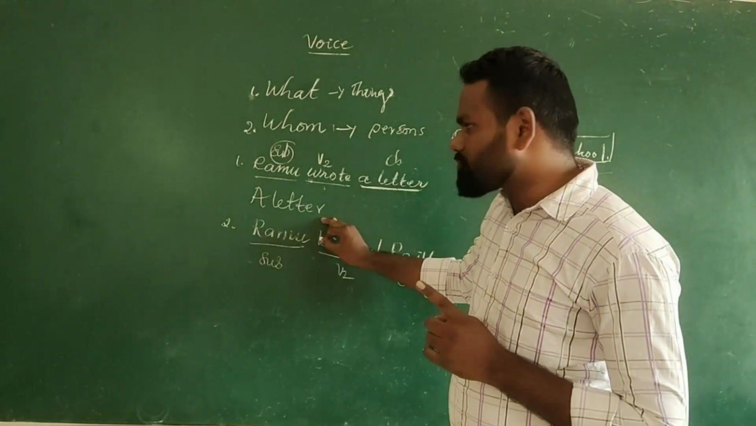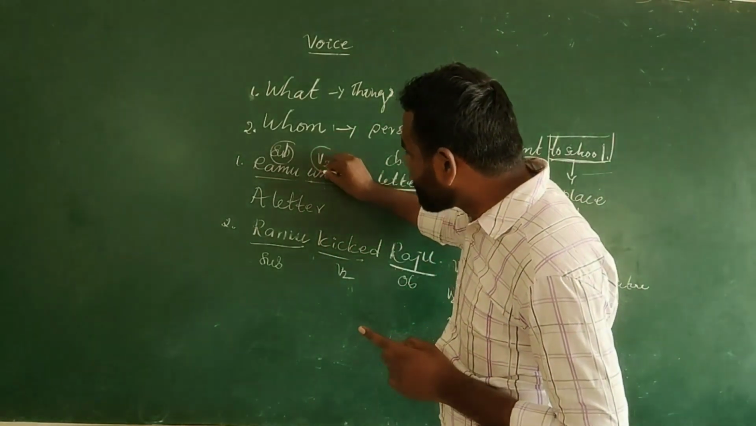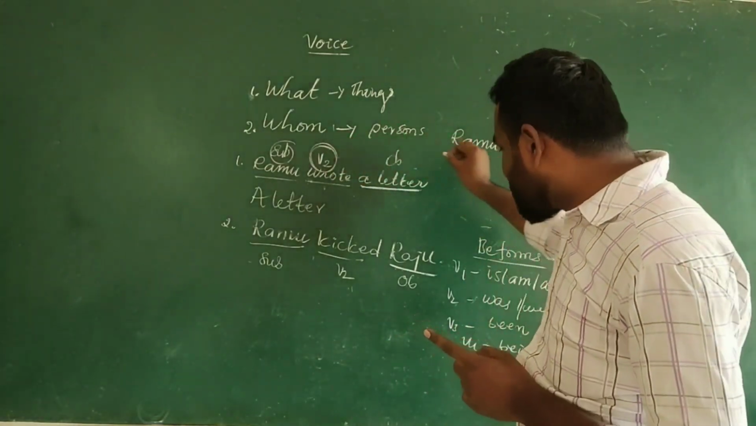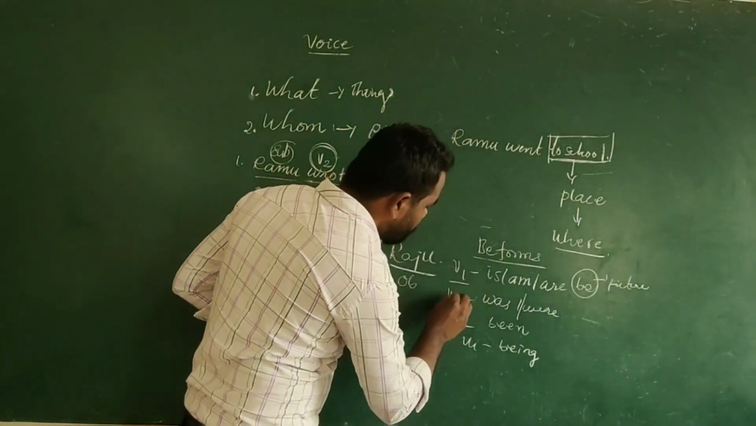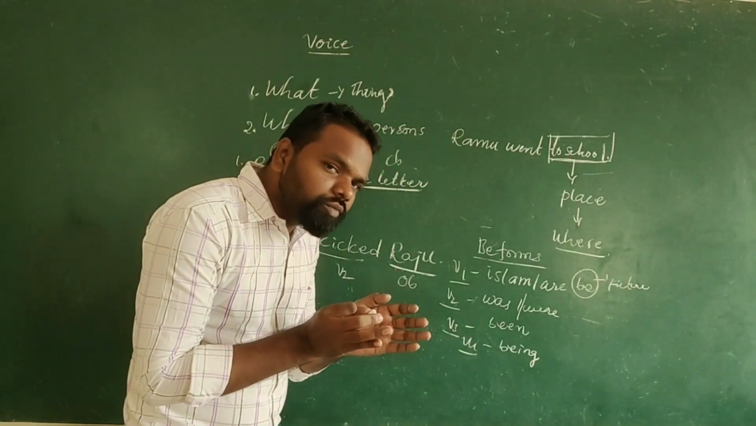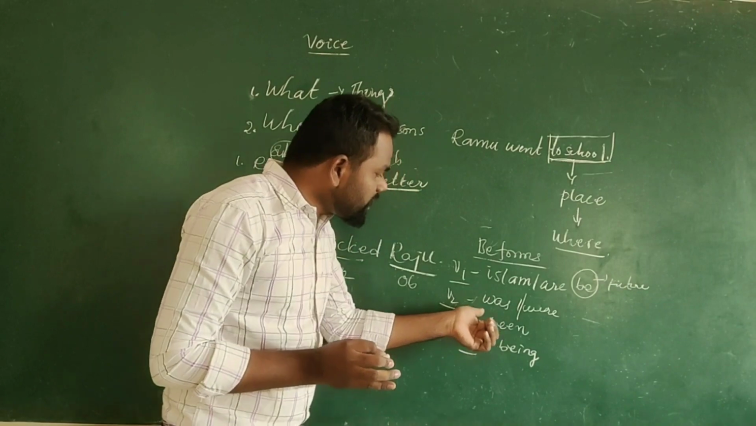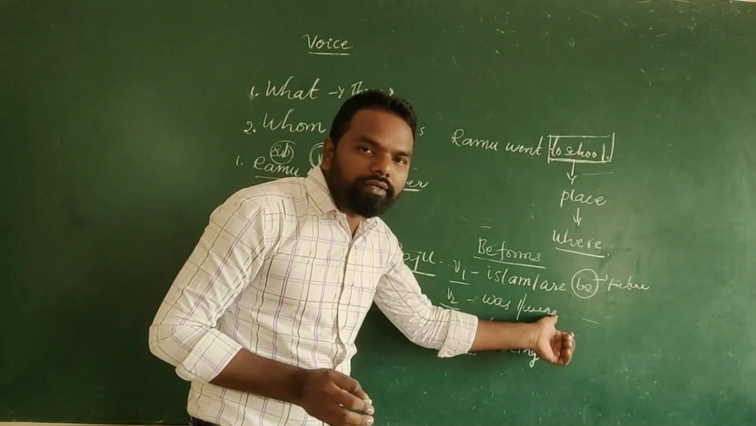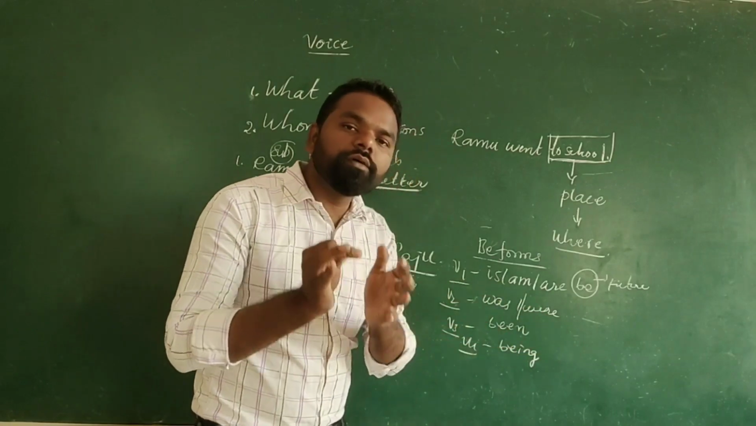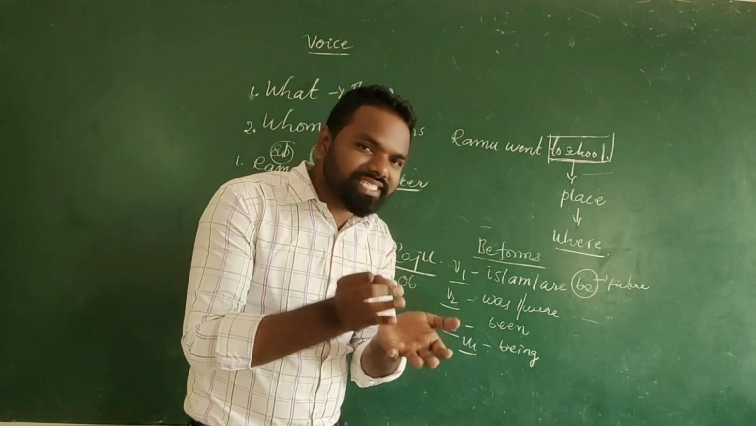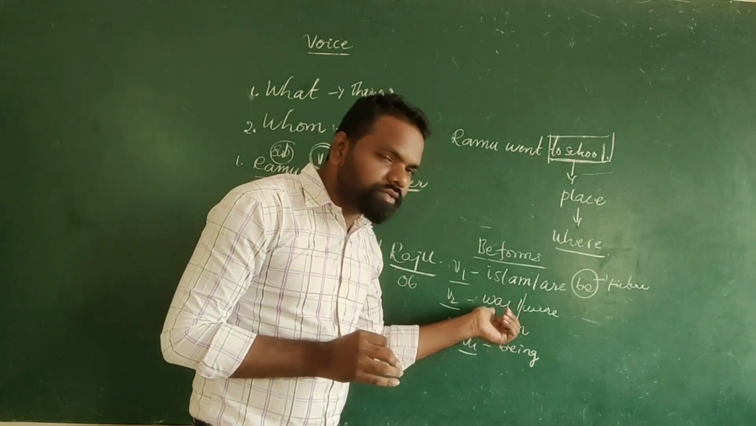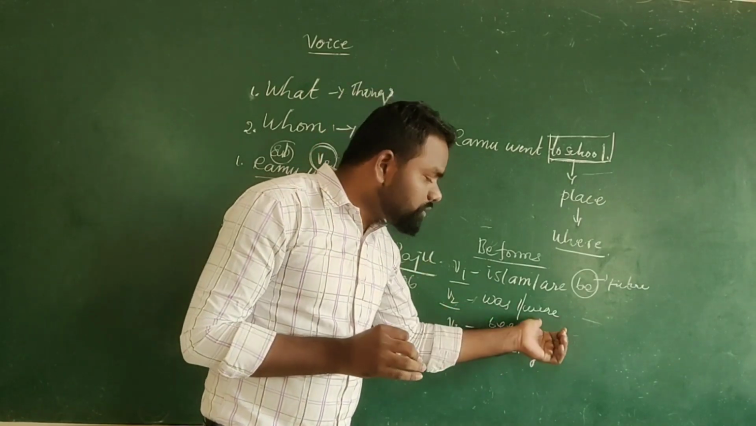Second step is be forms. Let us identify here: it is V2, wrote. When it is V2, let us come to the be forms V1, V2, V3, V4. Which could be suitable to us? V2: was, were. Was is for the singulars, were is for plurals. Whatever the singulars are there, for those things we use was, for plurals we use were.